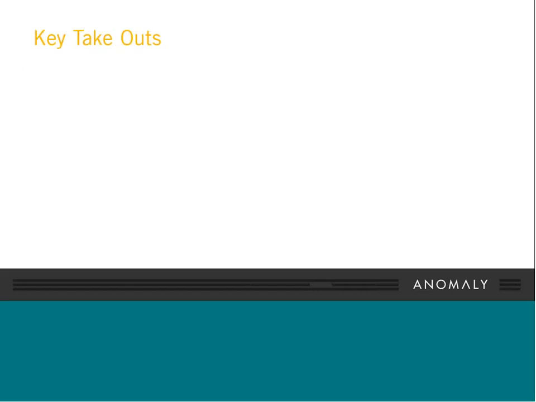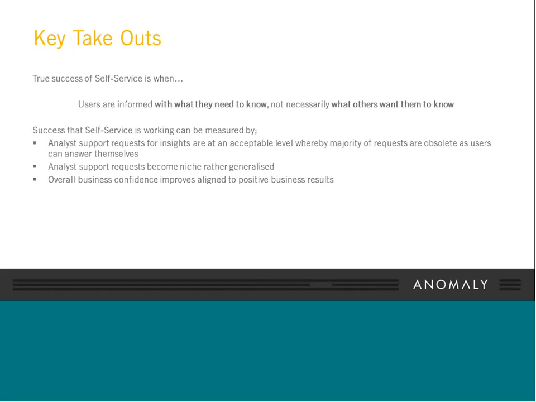So that really wraps up what I have to show you, and I just wanted to summarize the key takeaways of this presentation. The true measurement of success of self-service is when users are informed by what they need to know, not necessarily what others want them to know. And a true way of measuring that self-service has been successful is that analyst support requests and insights generated are at a more acceptable level. So there might be 5 requests per week, 6 requests, not 100.